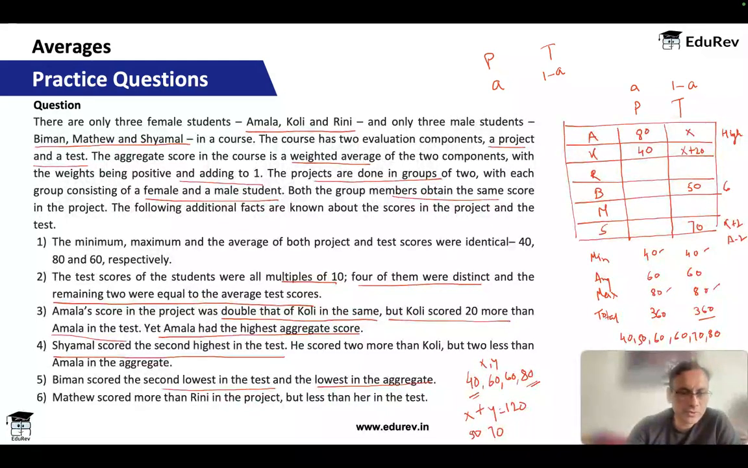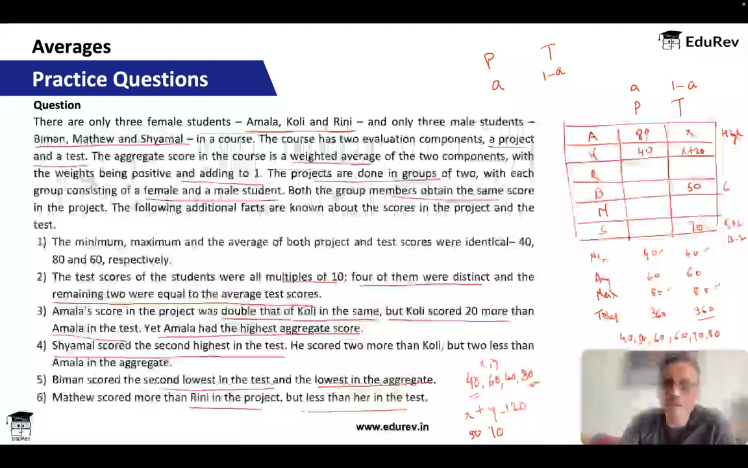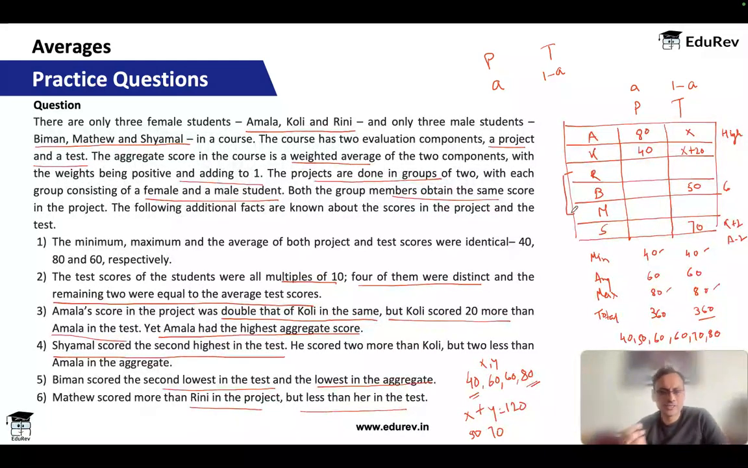Okay. Matthew scored more than Rini in the project, but less than her in the test. Matthew scored more than Rini in the project. That means they were in different teams. So one thing that tells us is Matthew and Rini, they were not a pair. So this we'll use slightly later. Right now, let's look at what are the possible pairs. Matthew and Rini are not a pair.